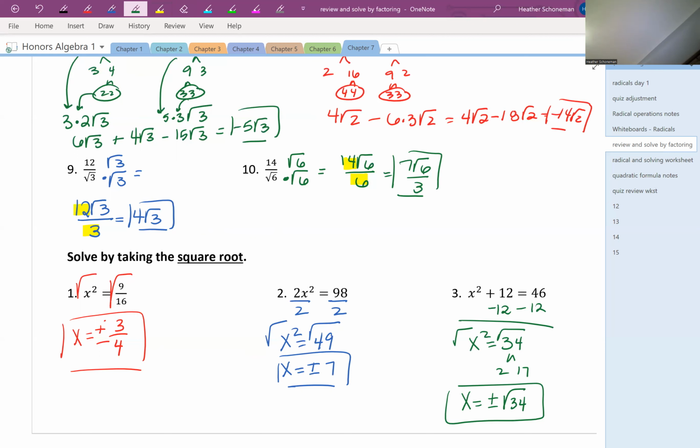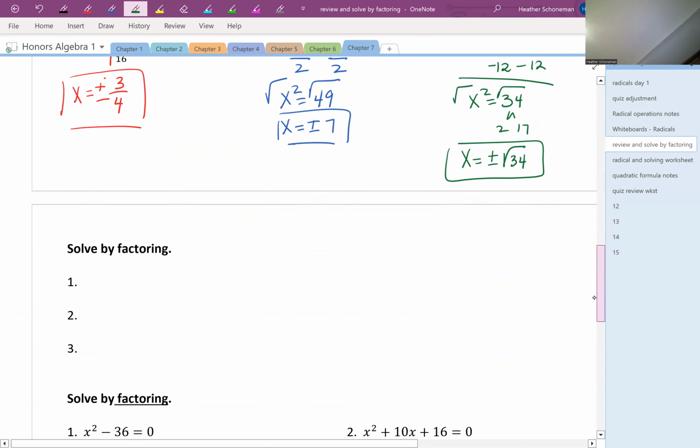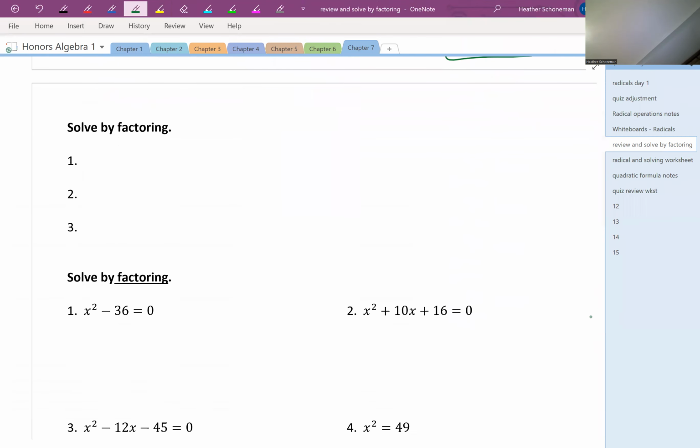Okay, so option 1 is to solve by the square root. Option 2 is to solve by factoring. And when you take your test, there's going to be a section for each type, and you're going to have to read the directions and know which type is which. Okay, when you are solving by factoring, it is a 3-step process. Step 1 is to set equal to 0. So you're going to set the equation equal to 0, because until you've done that, you can't factor.